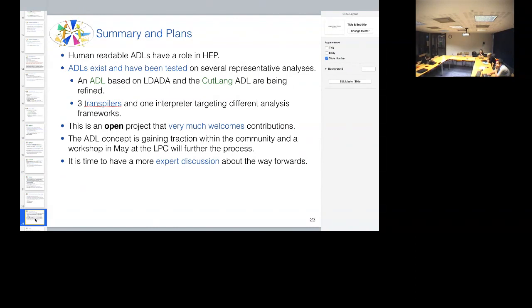The good thing is that this ADL concept is gaining some traction within the community. As I mentioned, the CERN preservation group are very keen on the idea. And indeed, we shall be having a workshop in May at the LPC to further the process. It's quite clear that we now need to have a much more expert discussion about details, making concrete decisions about minute details in order to really make headway, and that's one of the goals I hope of the workshop in May. So that's what I have. Thank you.